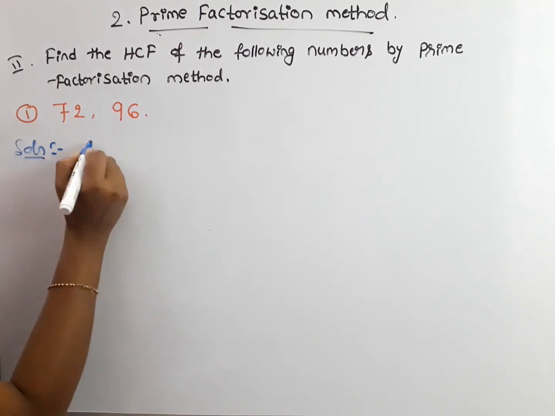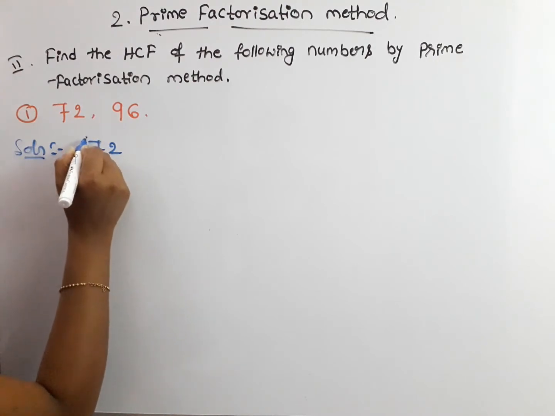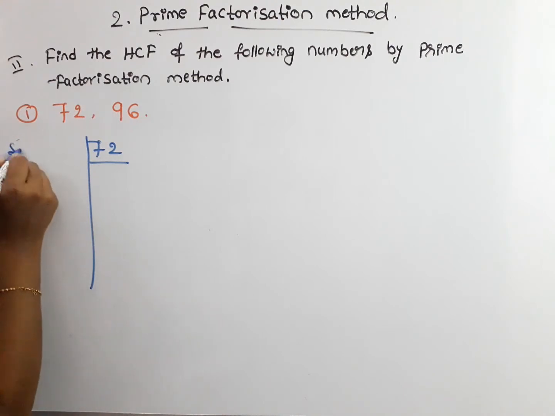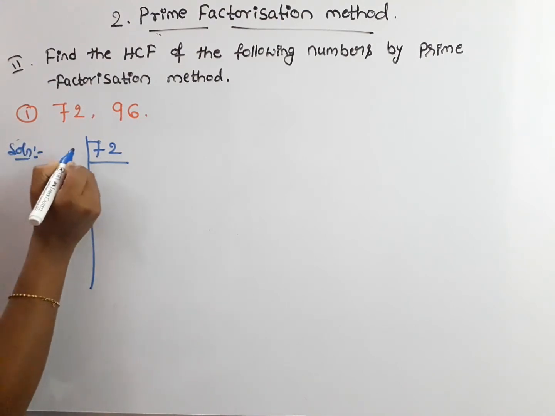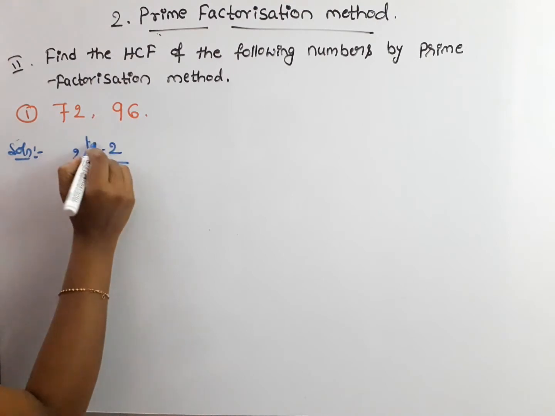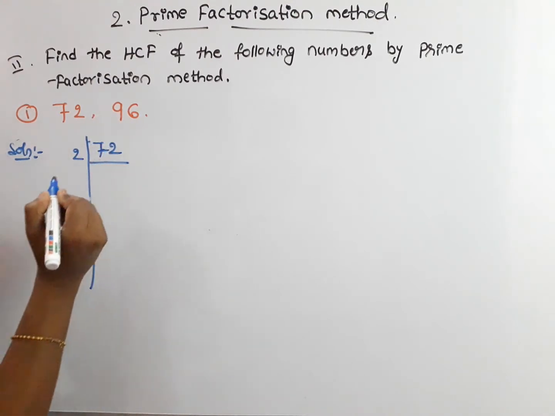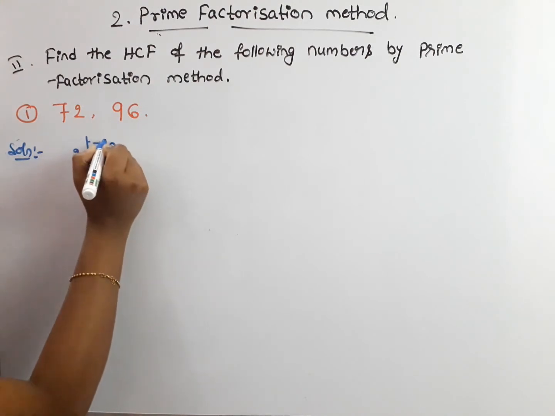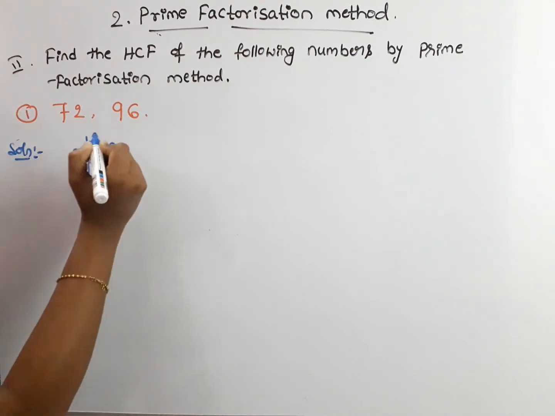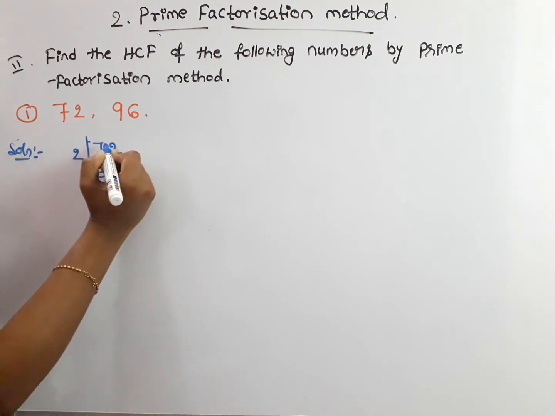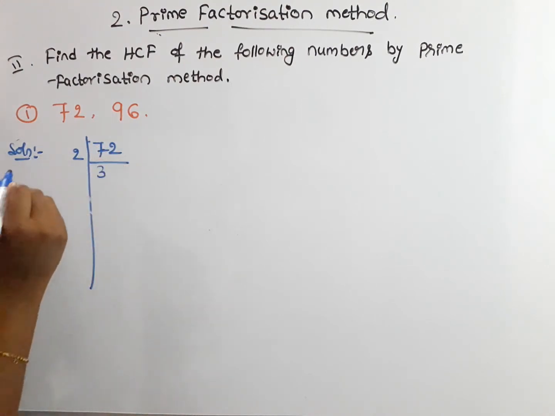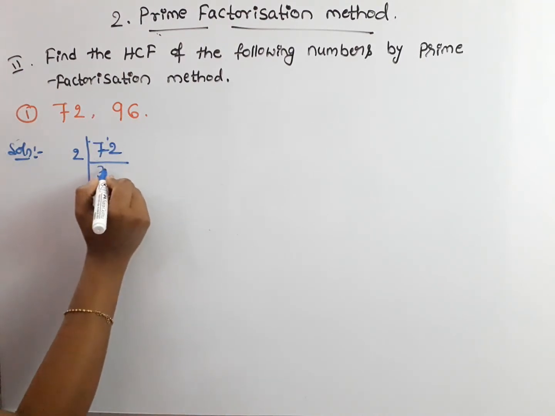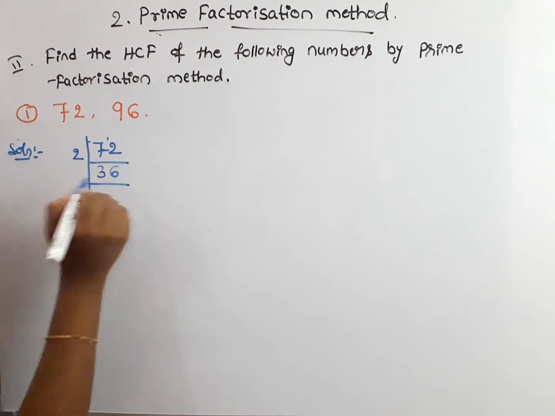So check with the smallest prime number, 2. 2 3s are 6. 7 minus 6 is equal to 1. So 1 is the carryover. So it becomes 12. Then 2 6s are 12.